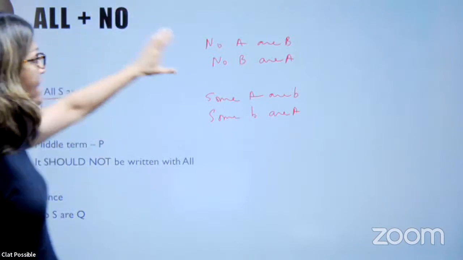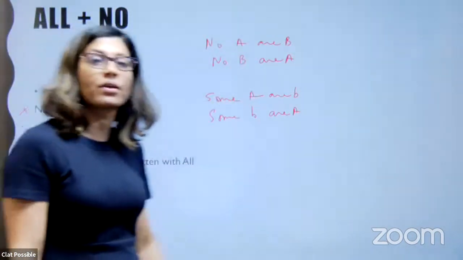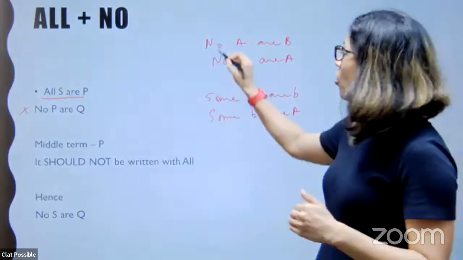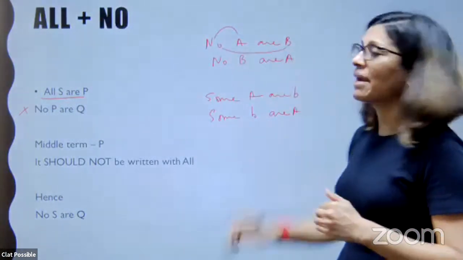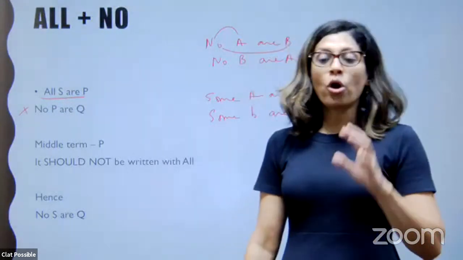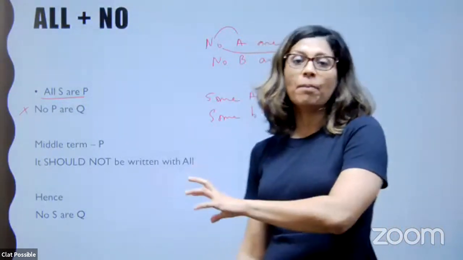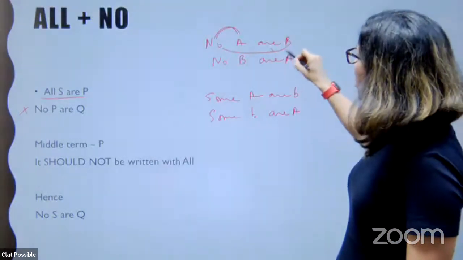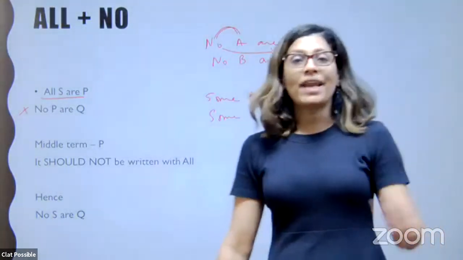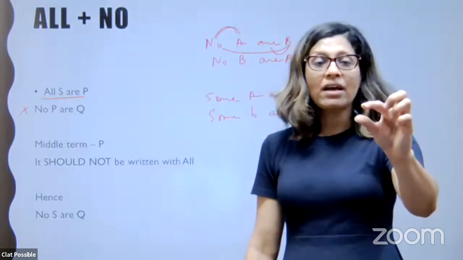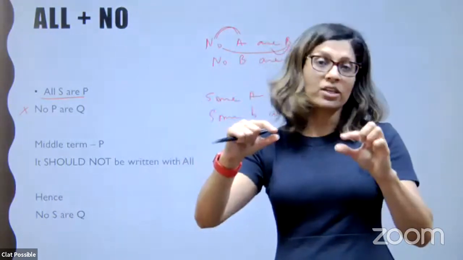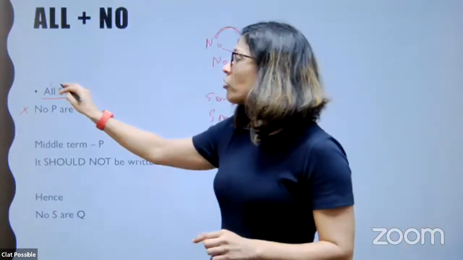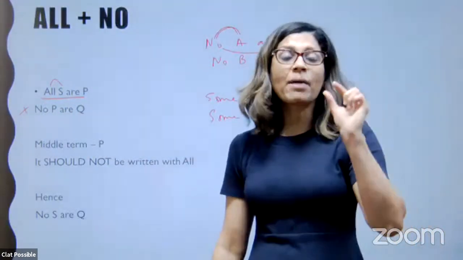Now, why is it that no and some statements can be written both ways? Because no modifies both A and B equally. No distributes both the subject and the predicate. So when I talk about no A, I'm also talking about no B. So when I use a no statement, no A and no B both are getting spoken of. Compare it with all. When I'm talking about all S, am I talking about all P?